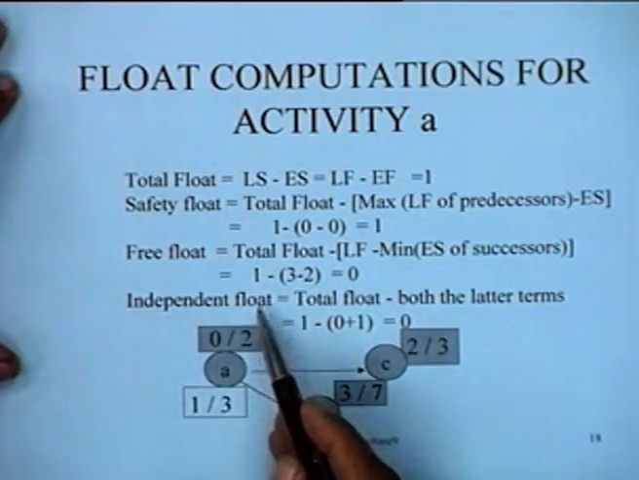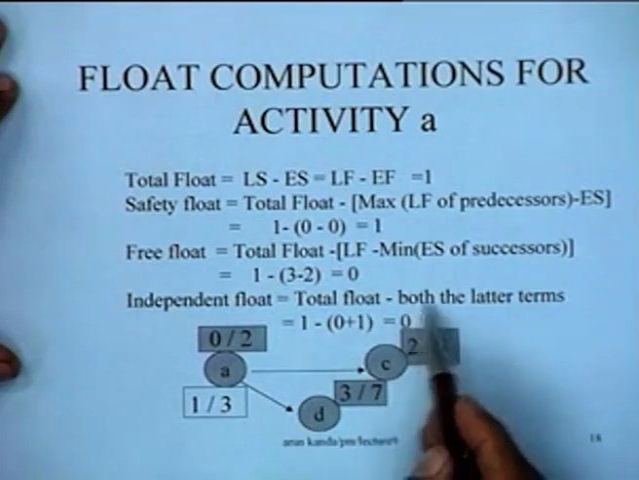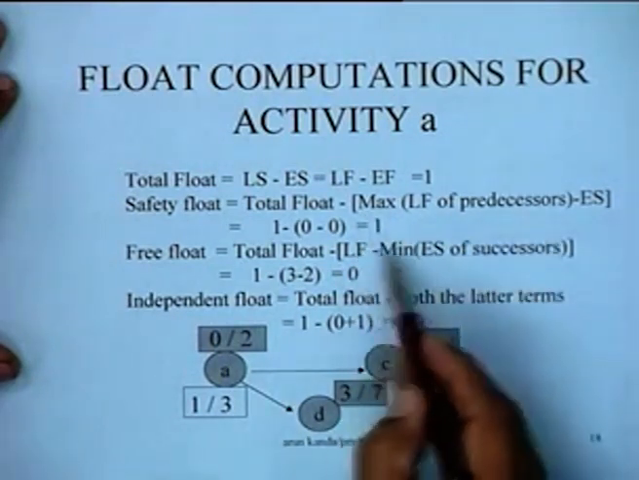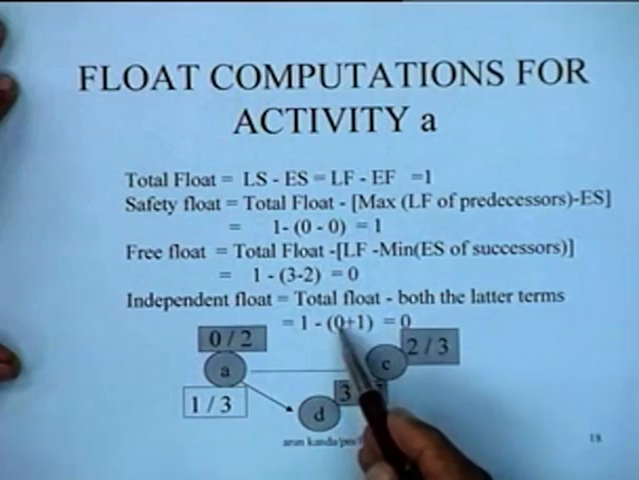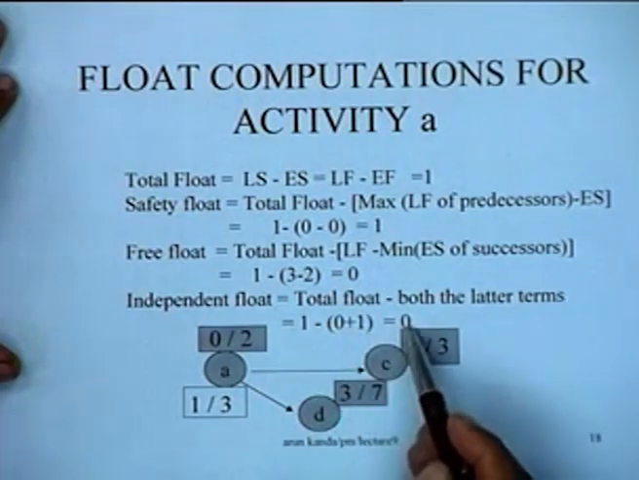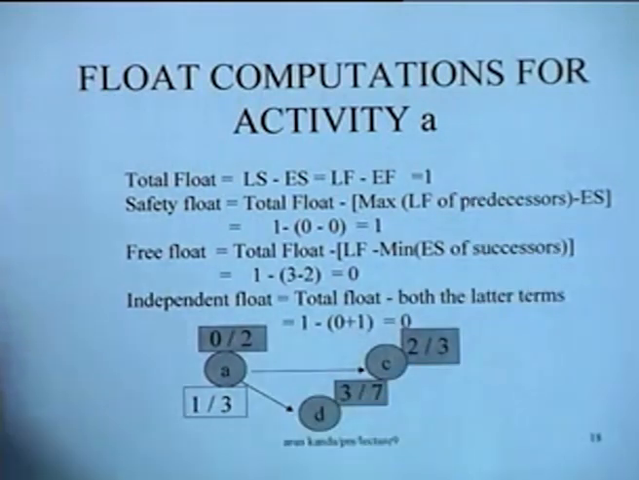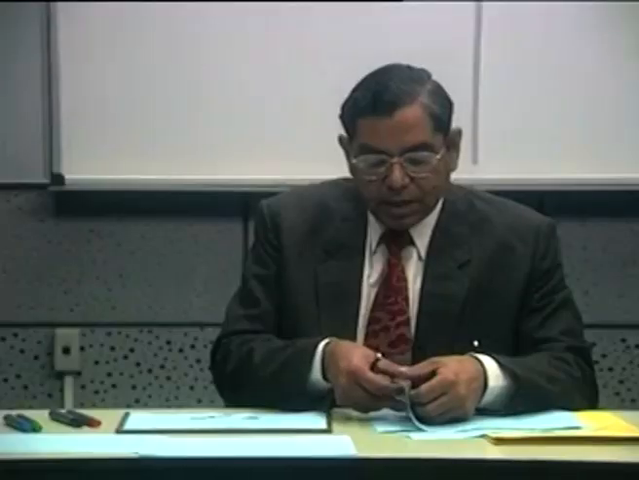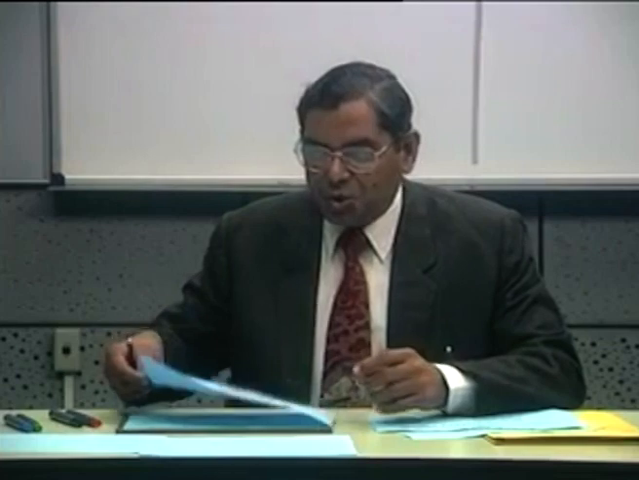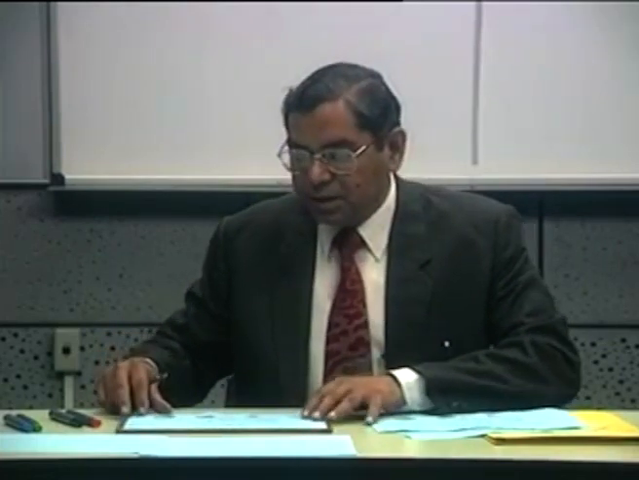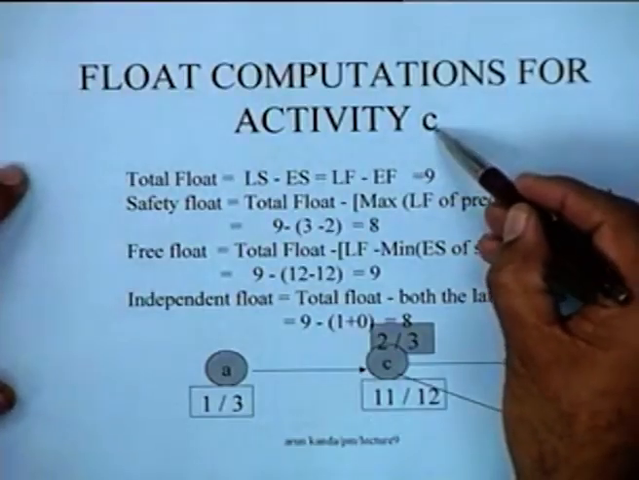Similarly, the independent float is nothing but total float minus both the latter terms, that is this term and this term, both 0 and 1. So 0 plus 1 is 1, and the independent float is 0. So we have computed all the floats for this particular activity. For clarity or for further demonstration, we can look at each of the non-critical activities and show you how the float is computed. Let us see, for instance, activity C.